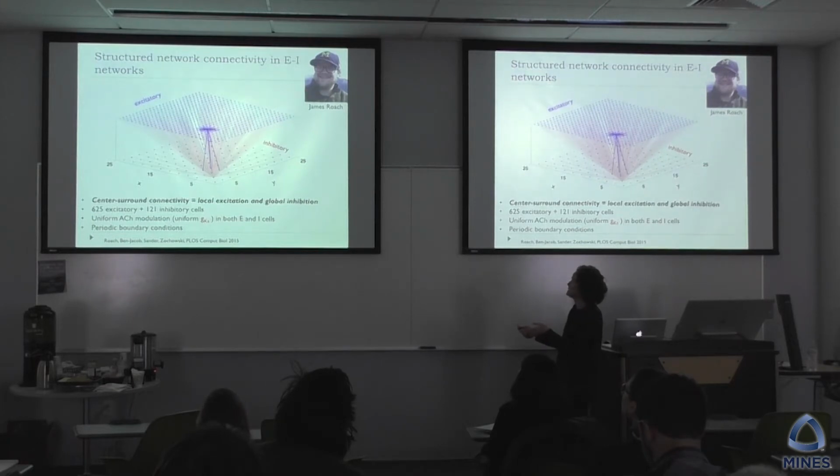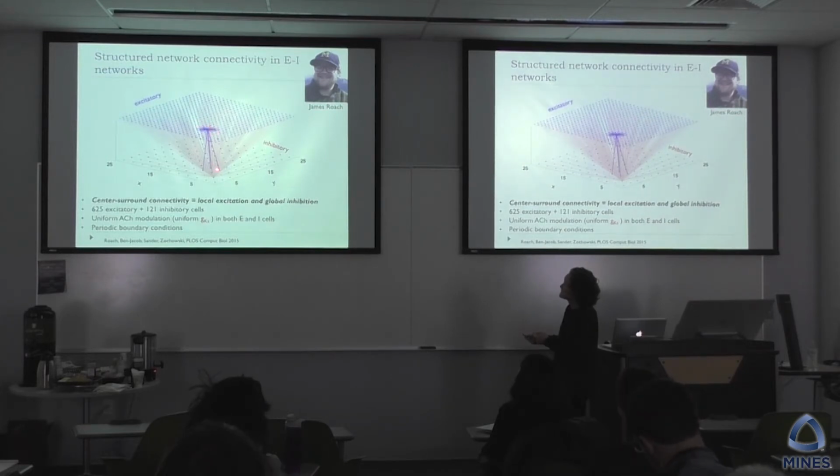In this work by another student, James, we looked at what's called a center-surround connectivity structure. Here we were doing 2D networks, so an excitatory network of blue cells and a network of inhibitory cells in red. The connectivity structure was such that the excitatory cells only connected to their local nearest neighbors, other excitatory cells, and only locally to the inhibitory network. In contrast, the inhibitory cells projected globally to make synaptic connections across the excitatory network and across the inhibitory network. So we've got global inhibition and local excitation.